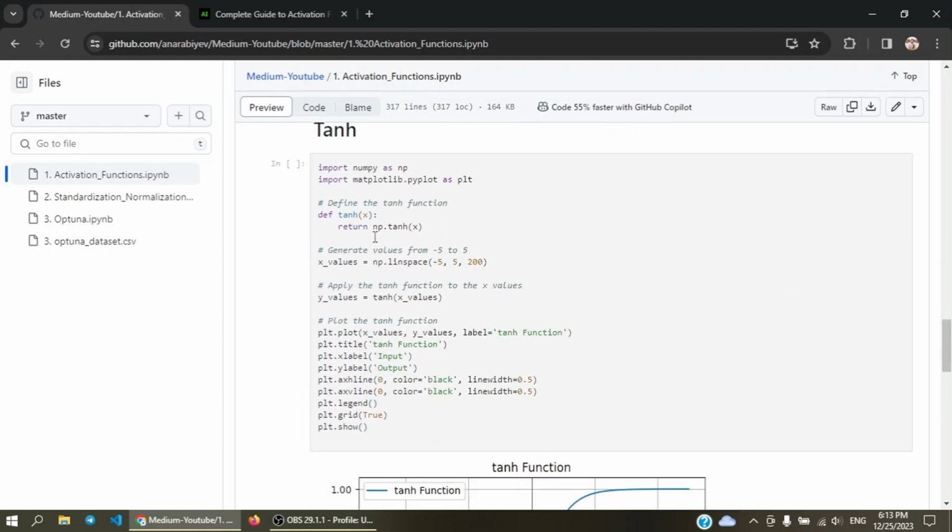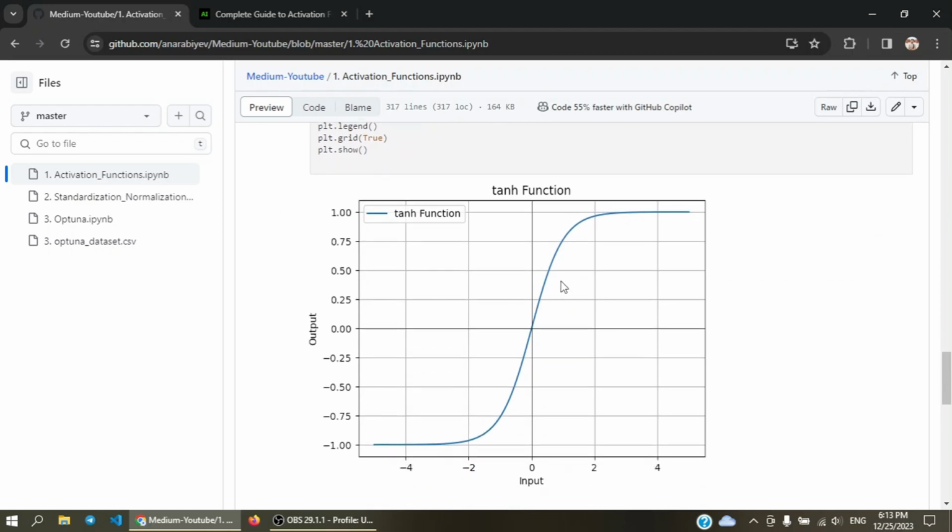After that, we have the Tanh function. The difference with sigmoid is that it has the range from -1 to 1 instead of 0 to 1, and in the graph it has been shown clearly.